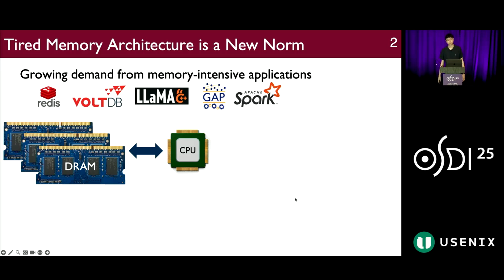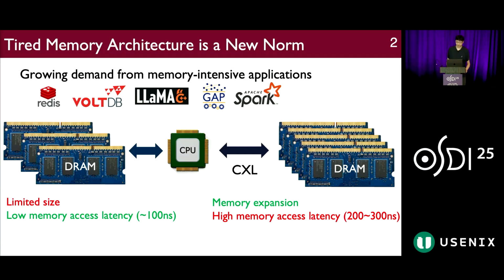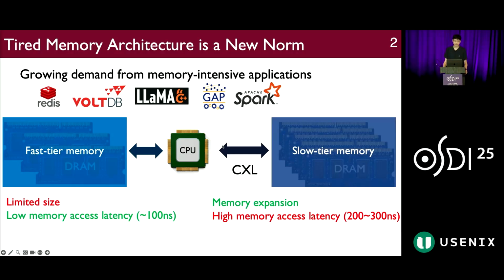The increasing memory capacity demands from data-intensive applications are beyond what the current server can provide. Additional memory, connected through emerging technologies like CXL, can expand memory capacity within the server. However, the memory access latency on that remote memory is 2 or 3 times higher than local DRAM. The local DRAM can be called the fast tier, and the remote one the slow tier memory. A system with both, to handle memory access with both high and low latency, is called a tiered memory system.